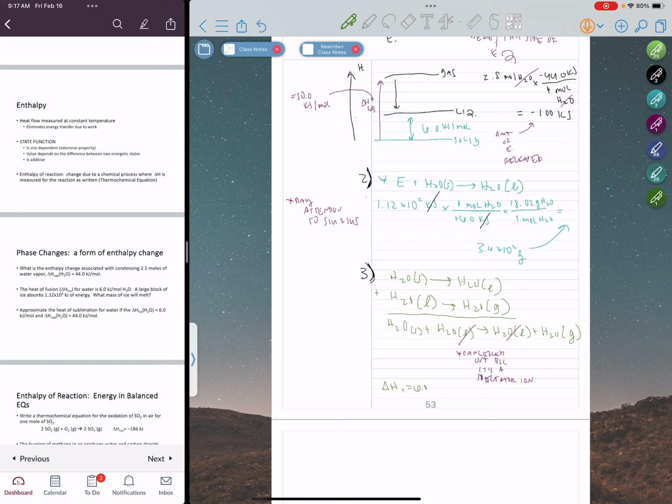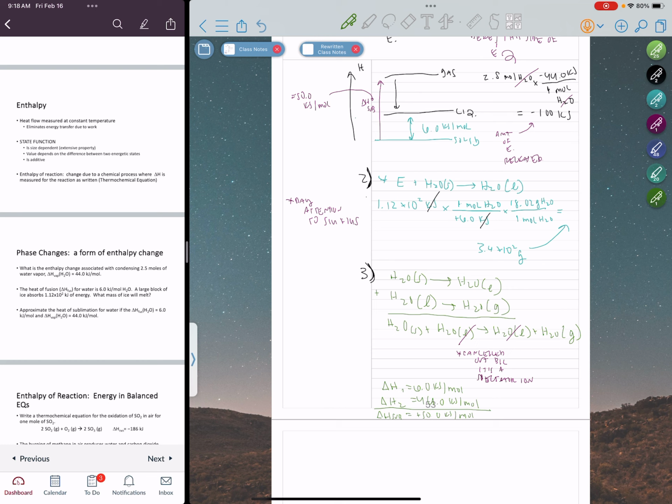Delta H for my second reaction was positive 44 kilojoules per mole. I get delta H sublimation plus. All I have done here is take this picture, which I think everybody can look at and say, I see exactly what you did, and express it in terms of the actual chemical processes, this one and this one, being additive to give me that last one right there.